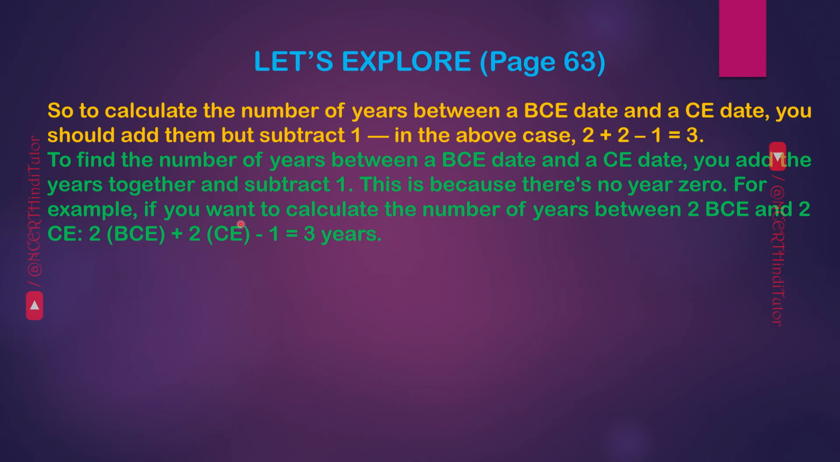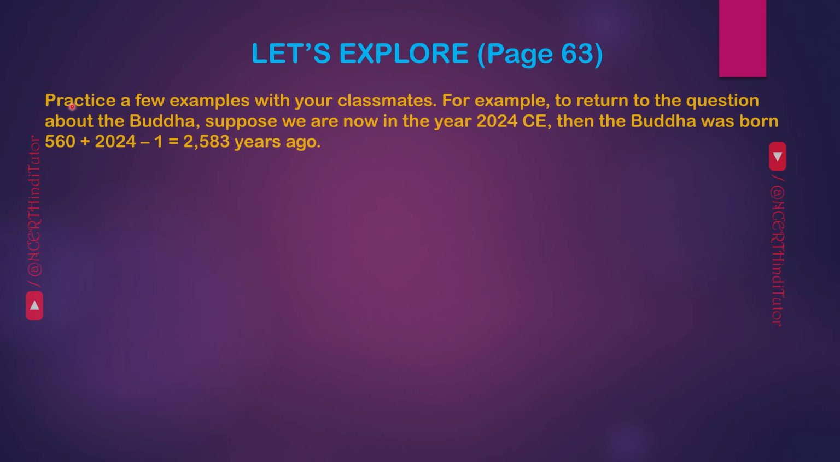For example, if you want to calculate the number of years between 2 BCE and 2 CE, 2 BCE plus 2 CE minus 1 is equal to 4 minus 1 is equal to 3 years. Practice a few examples with your classmates.